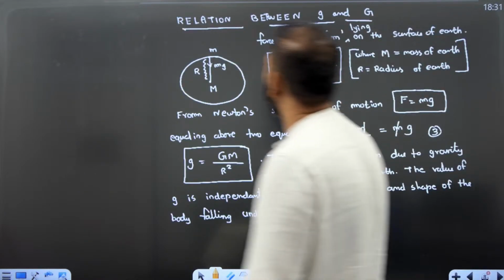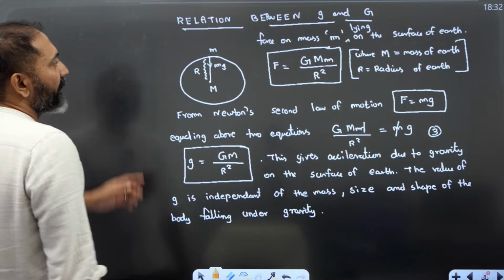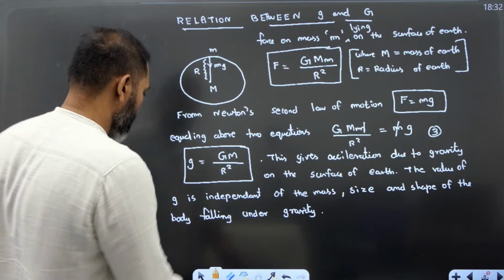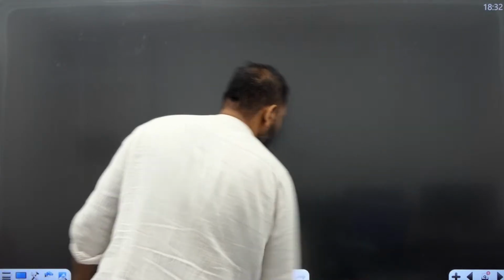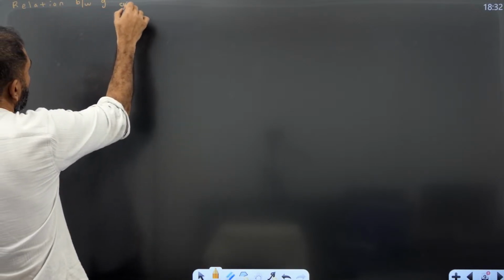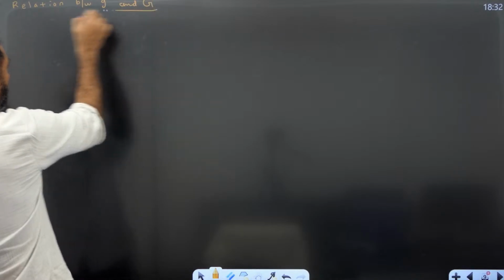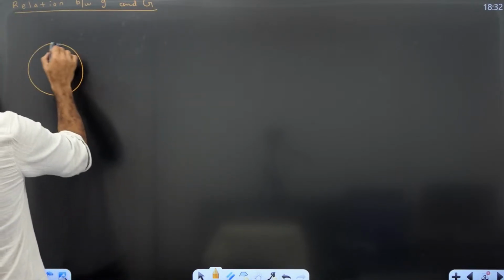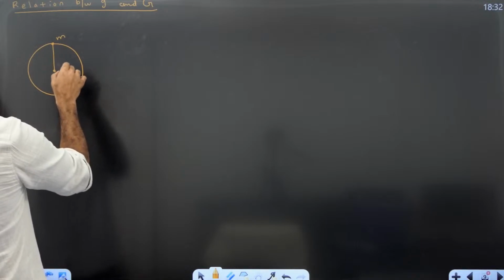So next topic, relation between g and G. Okay, let me derive that. Suppose this is heading: relation between acceleration due to gravity, small letter g, and universal gravitation constant, capital letter G.